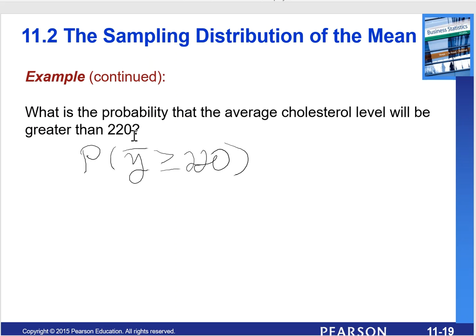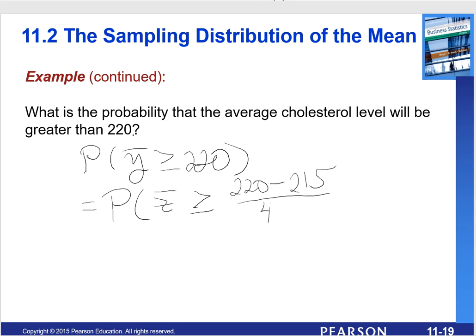So traditionally, if you were to do this by hand, what you would do next is change this into a z-score. I'm going to write this as z bar because it's a sample, not really just a z. It would be greater than or equal to 220 minus my mean, which was 215, divided by my standard deviation, which is 4.629. I'm going to cheat and look, because I don't remember that off the top of my head. And then I'd figure out what that is going to be.